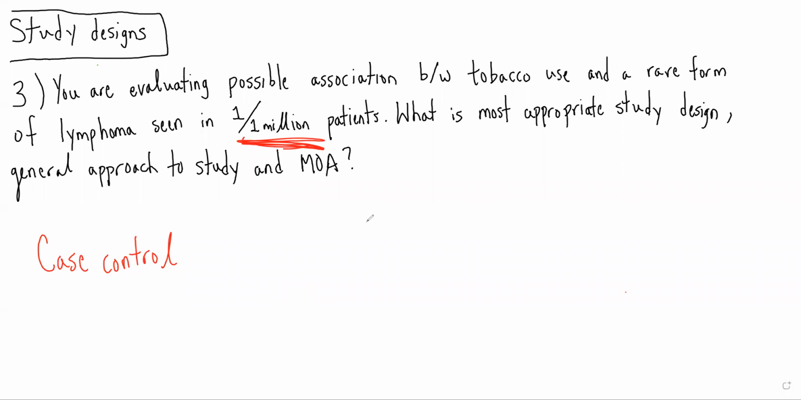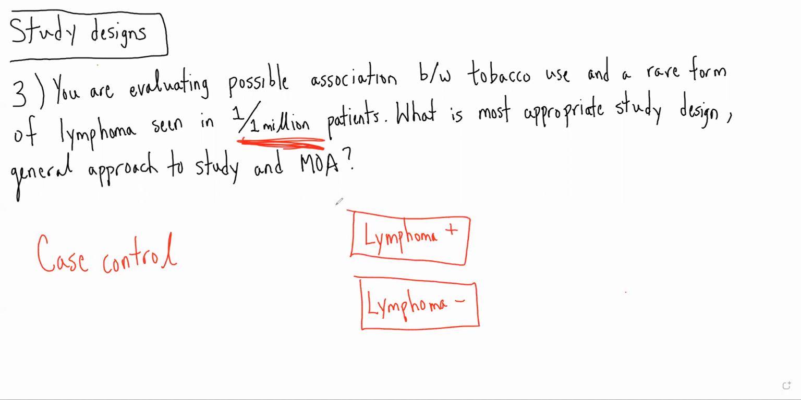So in this case, we would take patients with the lymphoma and we would compare them to a group of patients without the lymphoma by determining in each of these groups how many of the patients had a history of tobacco use. So the patients are grouped by outcome status, and then we're asking what is the exposure status within each of these outcome groups. So this is defined by a case control study.